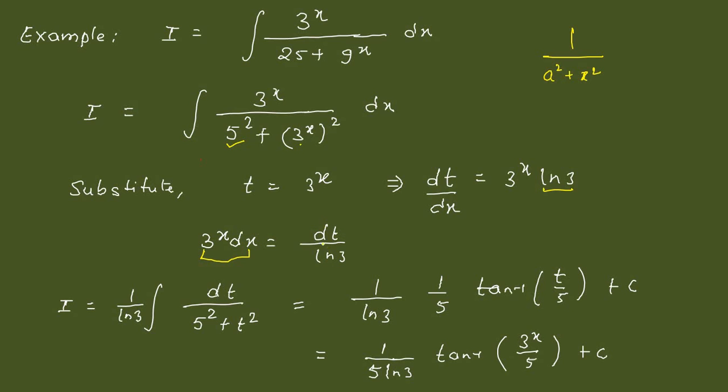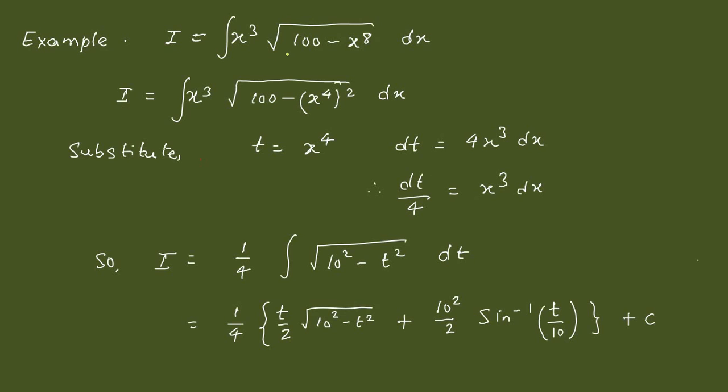And ln 3 is constant, so we can take it out as 1 over ln 3 here, and in the denominator we will have 5 square plus t square. So again we have the similar integration, 1 over 5 tan inverse t by 5, and since t was 3 to the power x, we will have this as the final answer.